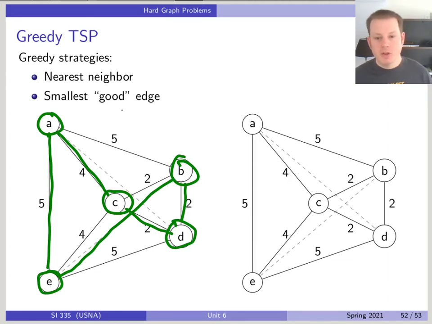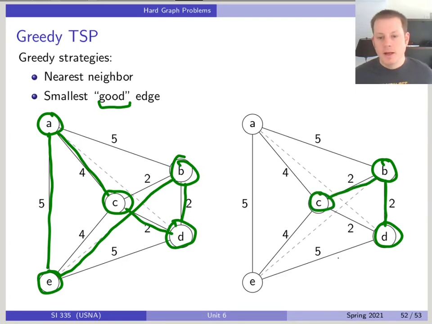Another strategy is to pick the smallest good edge, where good means it's not going to prevent us from connecting everything together with a complete cycle. So we might pick this edge first from B to D. And then what should we pick next is either one of these edges, either one of these other twos. So that looks good. And now we pick a four. Again, we just want to pick one that's not going to cause any early cycles. And in this case, either one would be allowable. And so again, I'll show the badness of the greedy strategy by picking the one which ends up being worse.